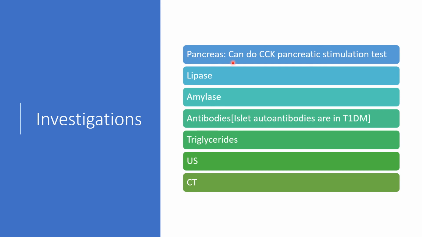The pancreas. What can we do with the pancreas? Well, you can do a cholecystokinin pancreatic stimulation test. That would be a different topic for another day. But you can quickly go through lipase, amylase, and antibodies, particularly islet antibodies, which point to type 1 diabetes mellitus. Triglycerides too, because I've told you, acute pancreatitis and triglycerides are related. In fact, I have a separate full presentation on that on my channel. You can have ultrasound or CT scan to know what is happening to the pancreas.